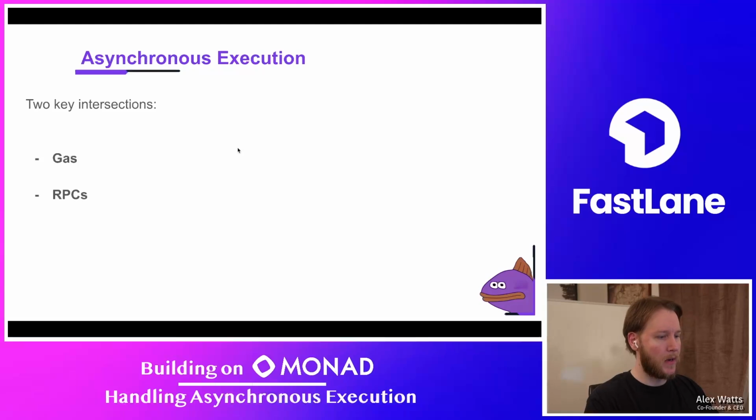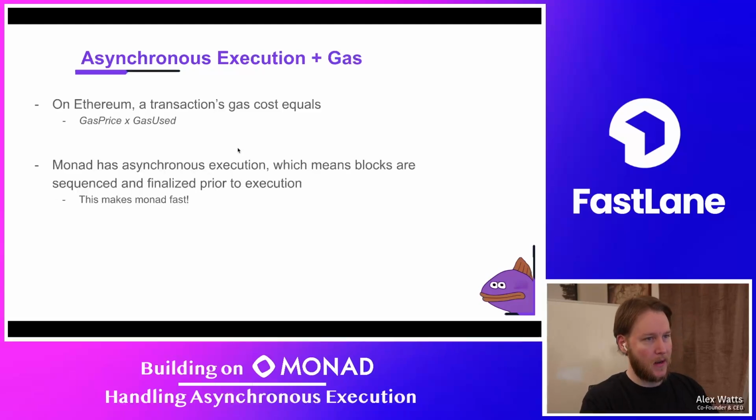First, when it comes to the way gas works, just as a refresher, on Ethereum, the gas is charged based off of the gas cost, which is the gas price times the gas used. It's a little bit overly simplistic. You might be thinking, what about the base fee? What about the priority fee? And if you're really technical, what about the max fee per gas and max priority fee per gas? But just for the point of moving this forward quickly, let's just assume it's gas price times the amount of gas you actually used. However, on Monad, we have asynchronous execution.